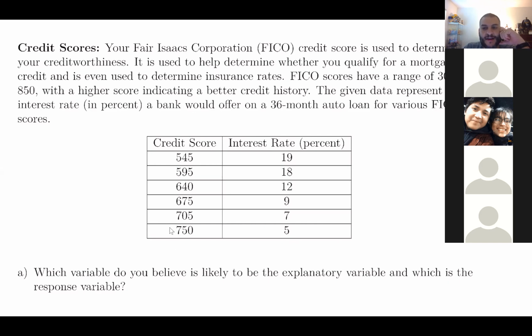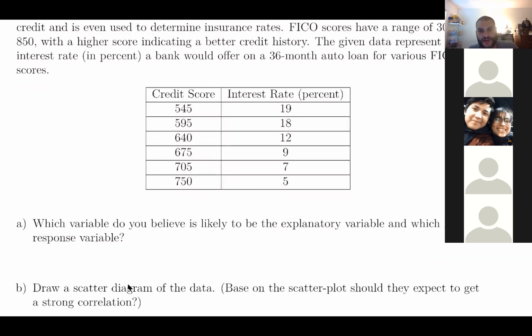So pretty much the higher your credit score is, the more likelihood that somebody has good credit. The better the credit you have, the better interest rate you're going to get. The worse credit score you have, the higher interest rate you're going to get. So for this one, we have our credit score and we have our interest rate. So before we even get started, for part A, we want to figure out which one should be our explanatory variable and which one should be our response variable.